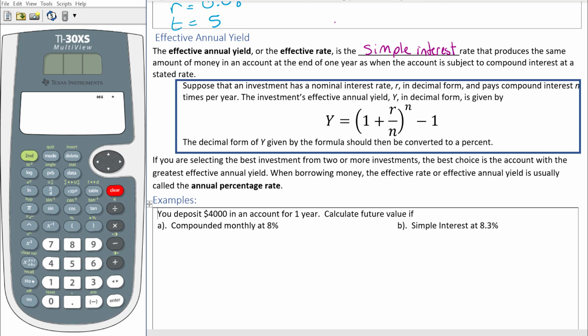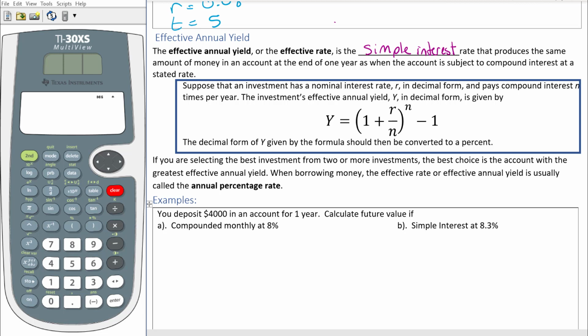Well, if you look at the effective annual yield, then you can compare them because it would be the same for both as if they were simple interest. Suppose that an investment has a nominal interest rate r in decimal form and pays compound interest n times per year. The investment's effective annual yield, y, in decimal form is given by the formula y equals (1 plus r over n) raised to the n, minus 1. The decimal form of y given by the formula should then be converted to a percent.